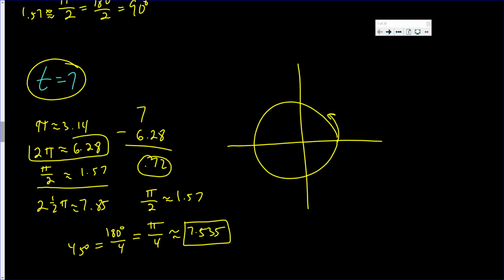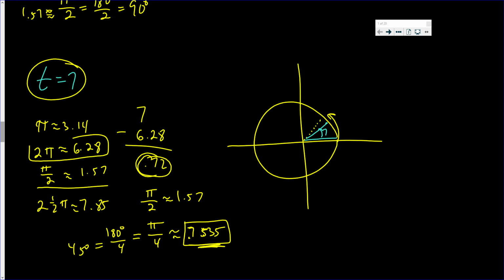Sorry. Just a little bit off. I apologize. 0.785. This is a little bit more than what we want to go. So here is pi over 4. I go a little bit less. There it is. Okay, that angle is about 7.